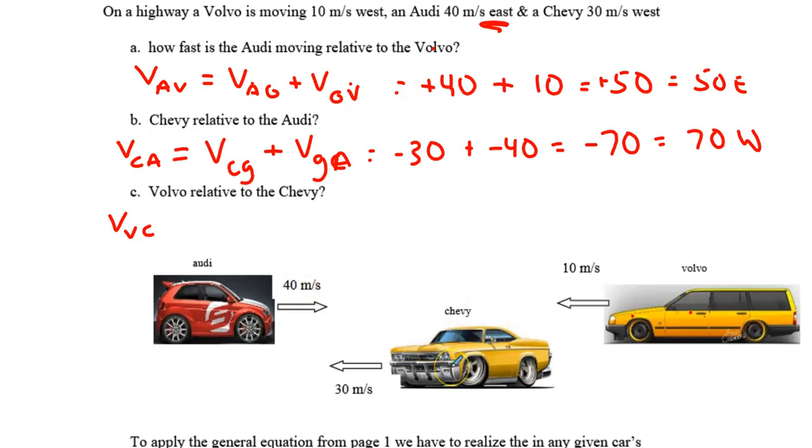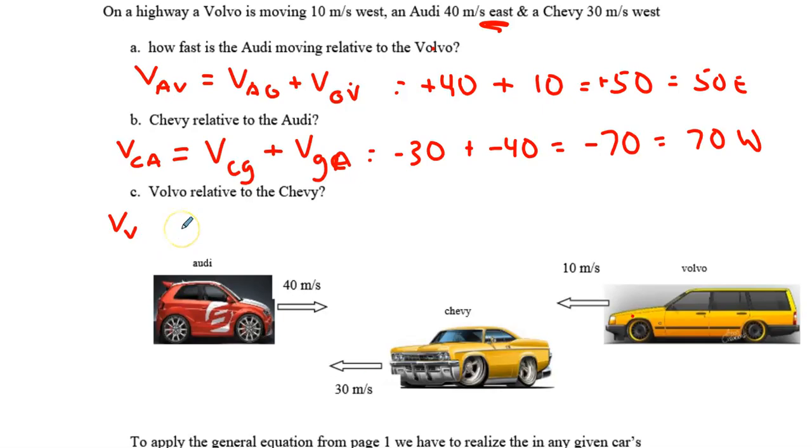All right, and the last one is maybe the simplest. What's the Volvo relative to the Chevy? So the Volvo's here, the Chevy's here. They're both moving in the same direction. Since the Chevy's moving faster, it's going to seem like it's moving away from the Volvo towards the left, the west. So we should anticipate that.